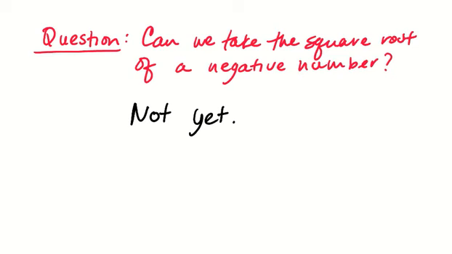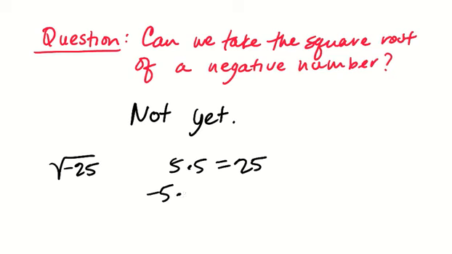Let's think about the square root of negative 25. We know that 5 times 5 is 25. So could we do 5 times 5? Well, that's equal to positive 25. Well, maybe negative 5 will work. If we square negative 5, we still get positive 25. So we can't square a number and get something negative. Therefore, we can't take the square root of a negative number yet. Okay, but we will in the future.